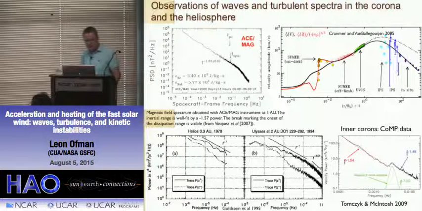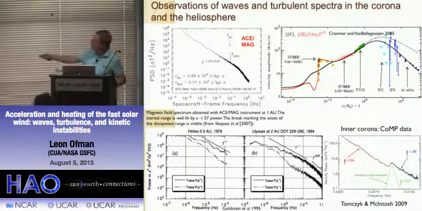Now, moving further, as you can see here on the left, these are our ACE measurements that show a picture similar to Wind, with a breakpoint due to the transition from a turbulent spectrum, with a scaling basically similar to what we would expect from Kolmogorov turbulence, which was derived for fluids. These effects, of course, are non-fluid. They are already kinetic dissipation effects.